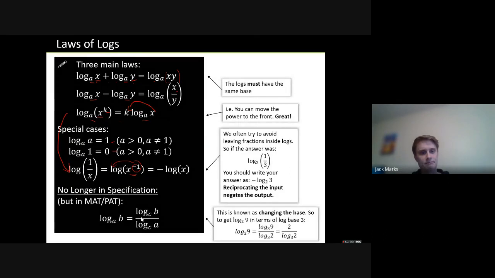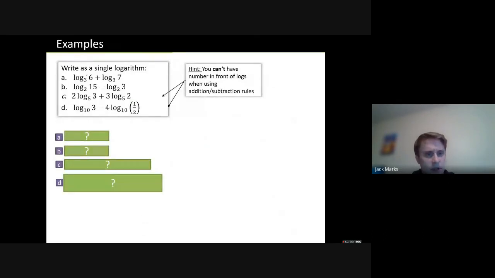Okay, right. So let's have a look at a few of these. So logs of the same base added together. There are no numbers in front. That's important. We can't do anything with any numbers in front. So log of one factor plus log of the other is log of the product. So we can multiply the 6 and the 7 together. So log base 3 of 42 is exactly the same.